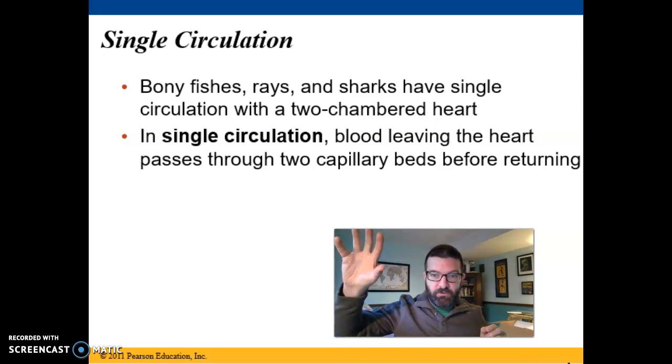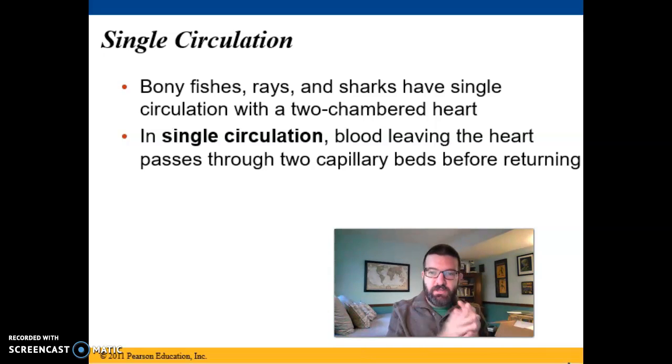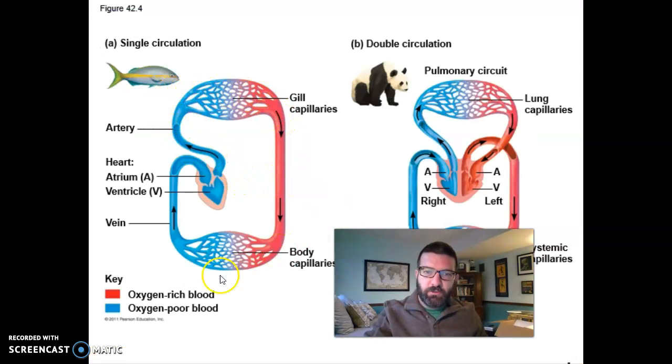So capillary bed at the respiratory surface, then arteries again, then capillary bed, dropping the oxygen off at the tissues, and then back to the heart. Single circulation. And this is what that single circulation looks like, right? We leave the ventricle of the heart, go to the gills, pick up oxygen, continue to the body's tissues, drop off the oxygen, pick up the CO2, and come back to the heart.